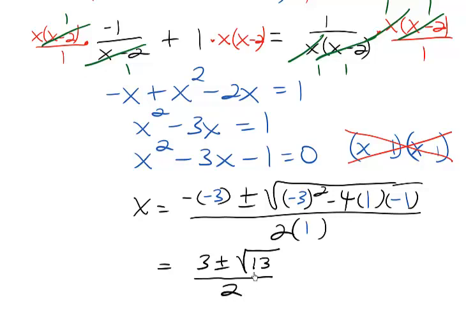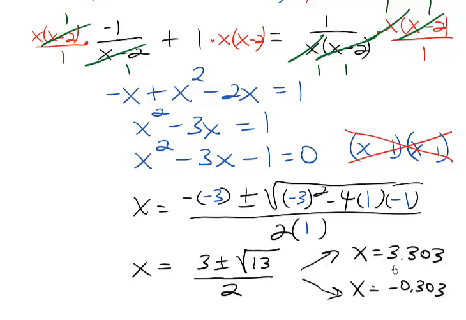So I have two answers, but I'm not sure they're the right answers, right? Because I have to make sure they're not bad x's. Now this may be harder to tell without going to the decimals. So let me grab my calculator and see what the decimals are. There would be two, one for the plus and one for the minus. So I got 3.303 and negative 0.303.